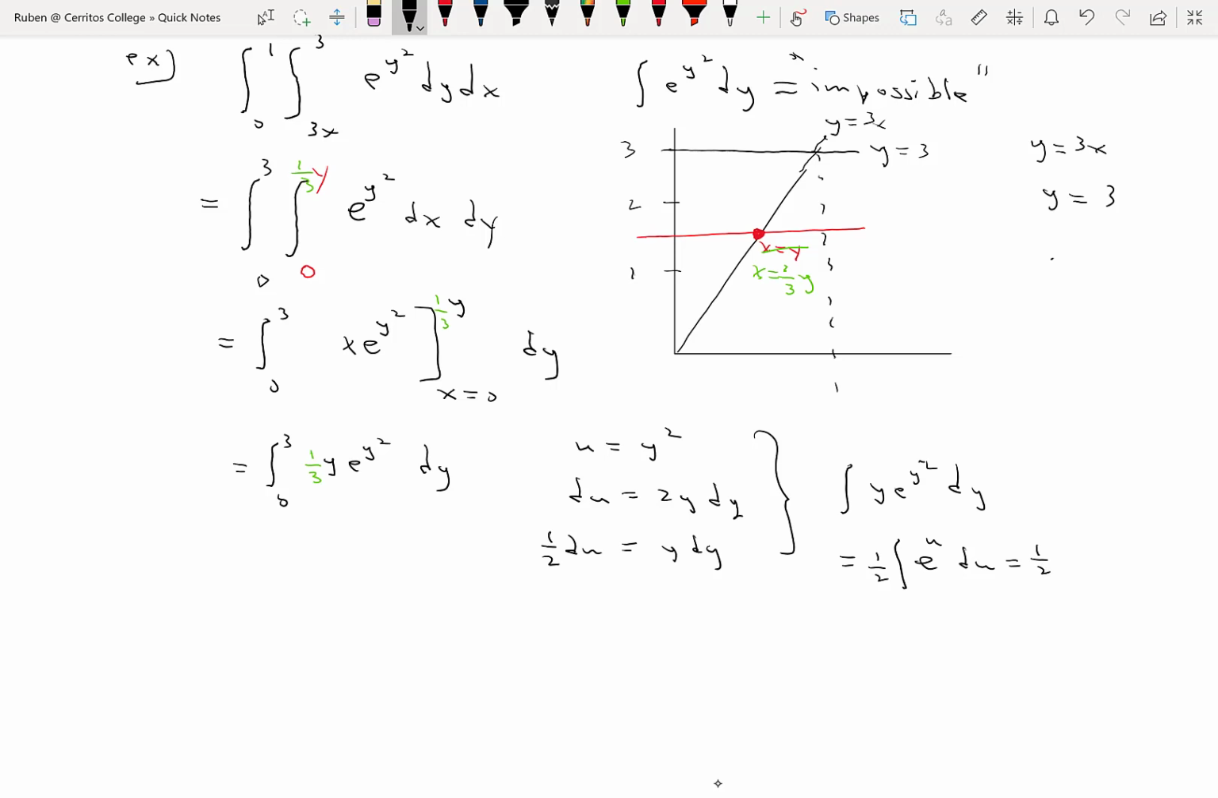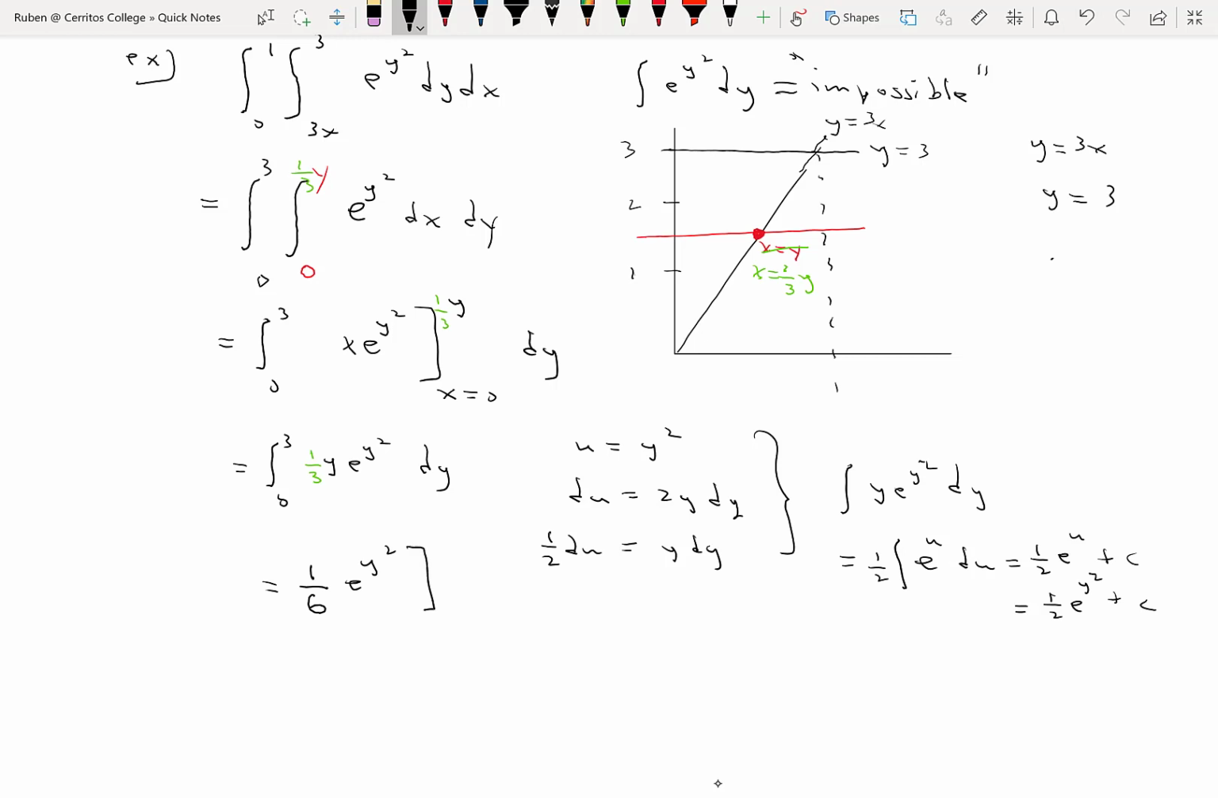This is 1/2 e to the u plus a constant as an antiderivative, so 1/2 e to the y squared plus a constant. We went from an integral that was impossible to evaluate, e to the y squared, to one that's not only possible, it was simple. The integral of y e to the y squared is simply 1/2 e to the y squared. So that 1/3 will change the value of the integral, instead of 1/2 e to the y squared, to 1/6 e to the y squared.